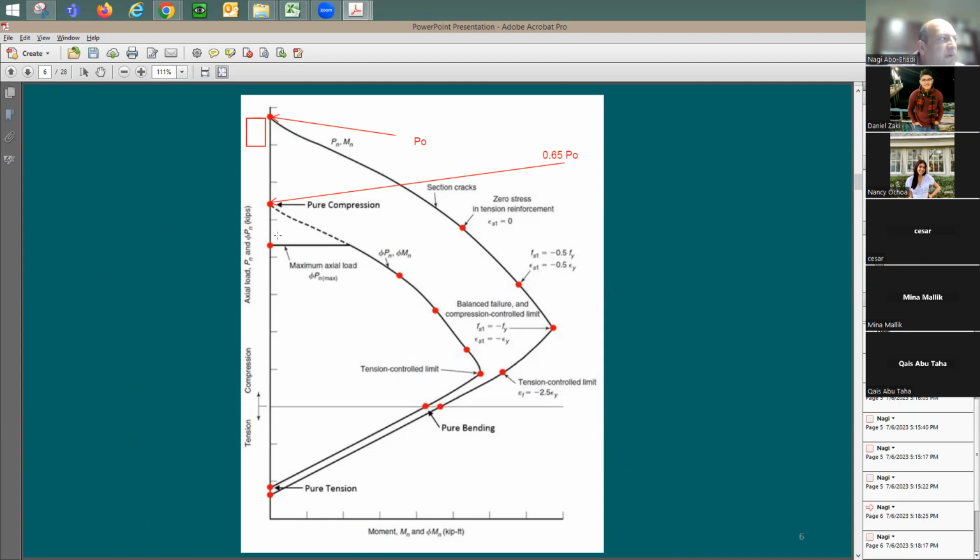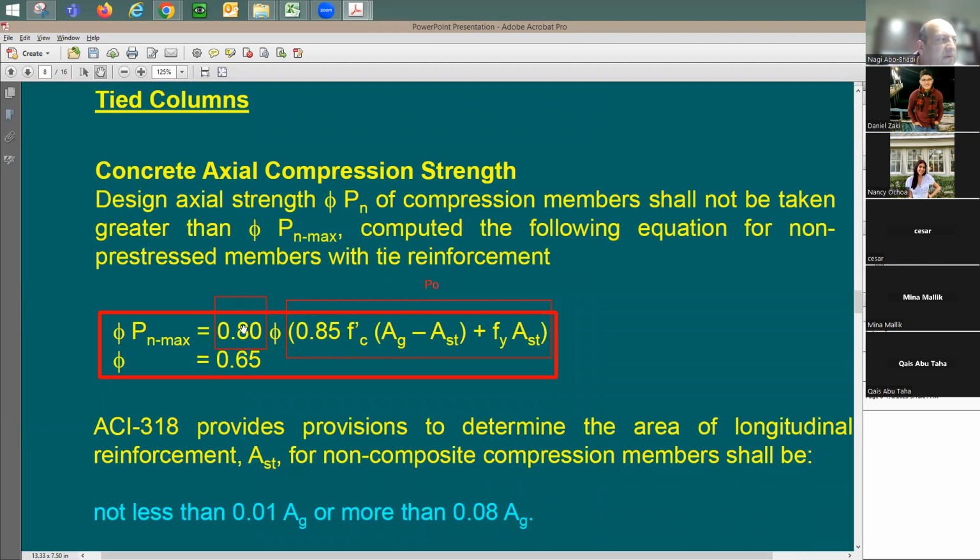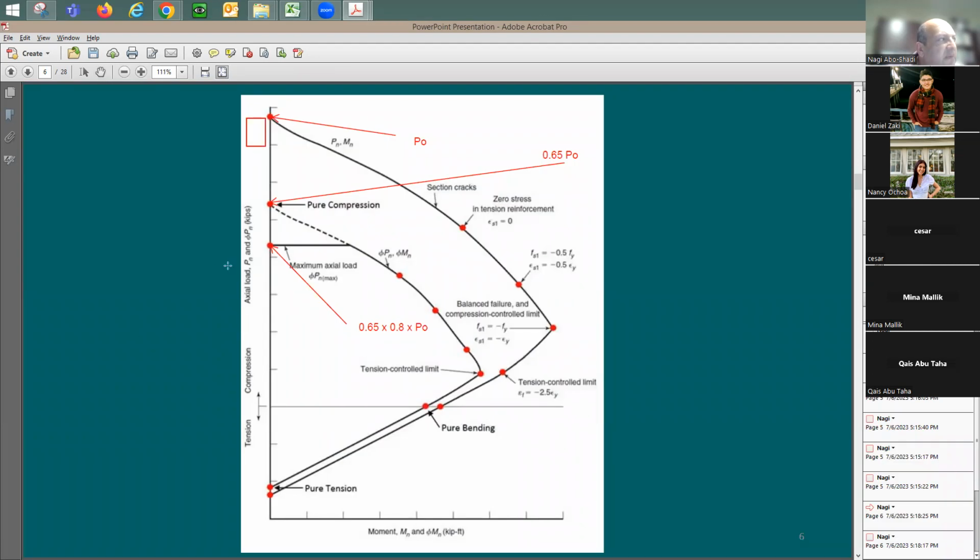I say, how about this one? What is that point for? You see, this point is the phi, which is 0.65, times the 0.8, the reduction, times P sub 0, which we called here phi Pn in this equation. And the 20% reduction is going to be from here to there. Look at this. Why? Because from here to there, you apply this 0.8. If this can be like 100 kips, this is going to be 80 kips to there. Okay.